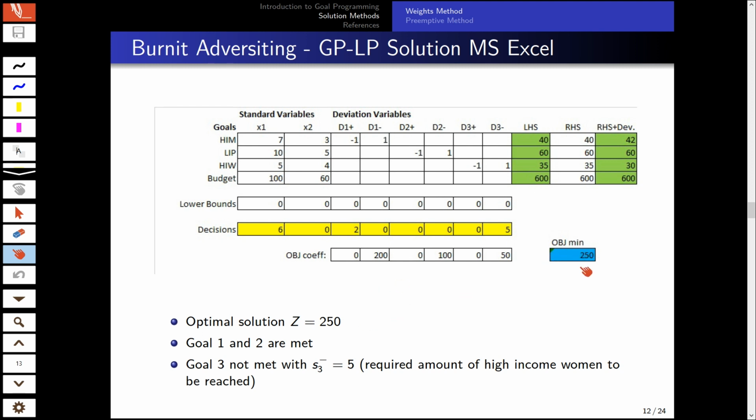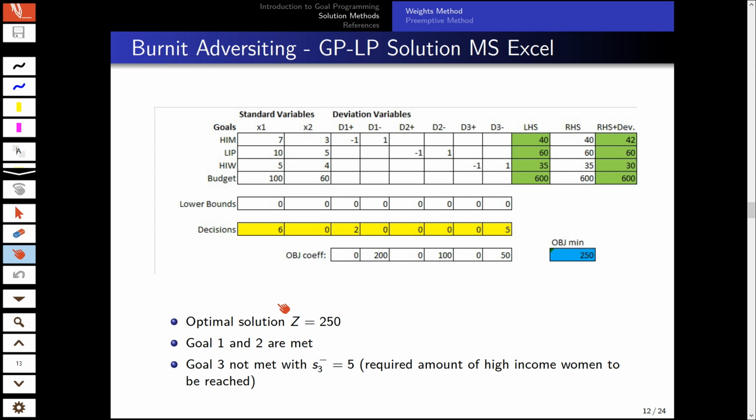So here you can see already the optimal solution, and this shows us the minutes that we need to spend. I don't want to be too precise on this, but I want to draw your attention to the d3 minus penalty here. And that means that for goal 3, if we perform this schedule with this amount of advertisement, then we don't reach enough of the high-income women as previously wished by the customer.